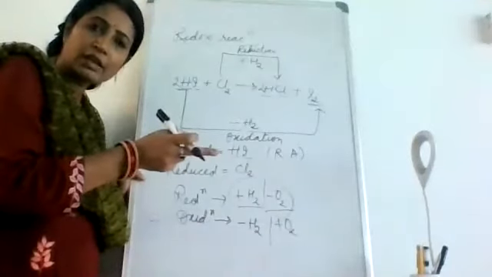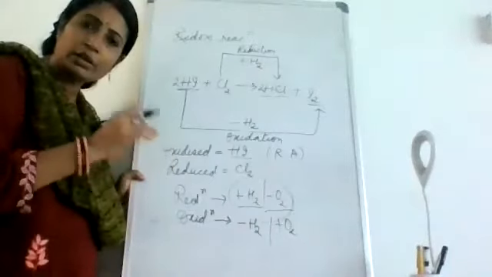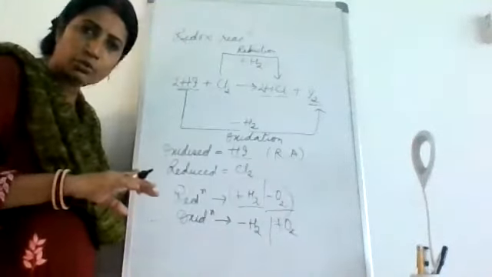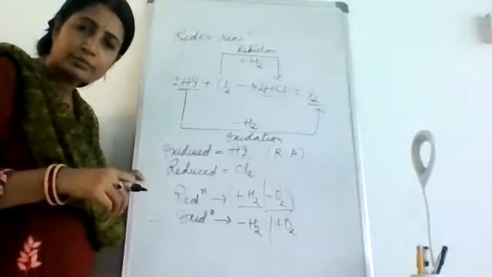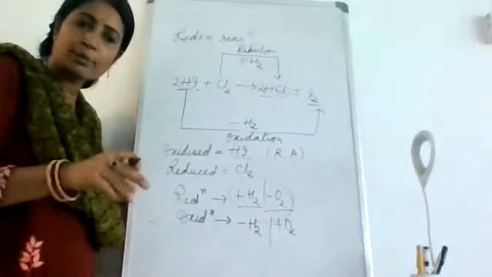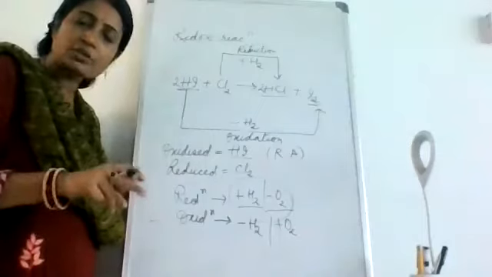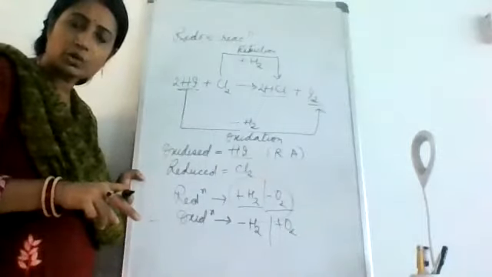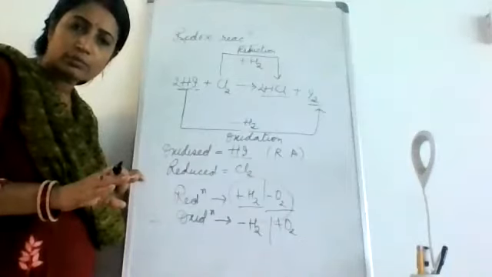The other reactant which will accept it will be what? Reduced. Why? Because it is accepting the hydrogen, and accepting hydrogen is called what? Reduction. That process is called reduction. Okay. Is the point clear now?